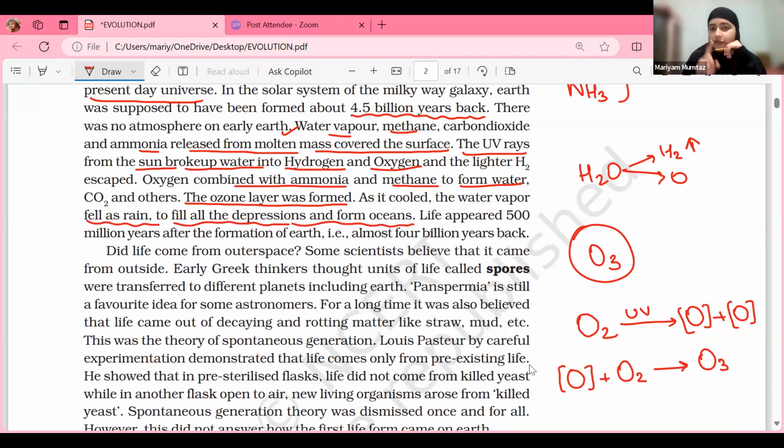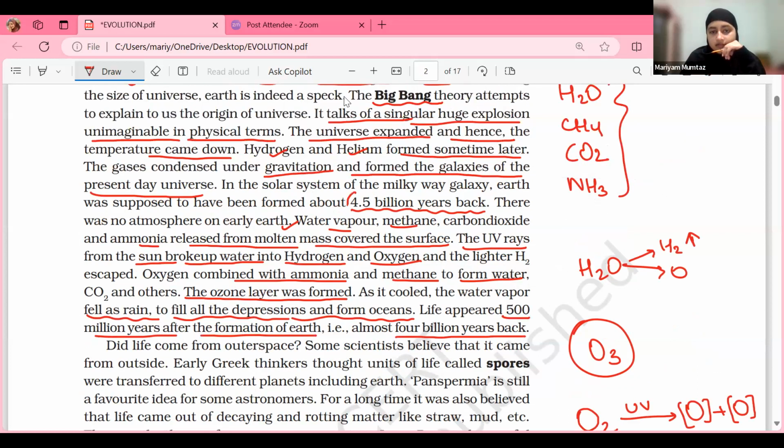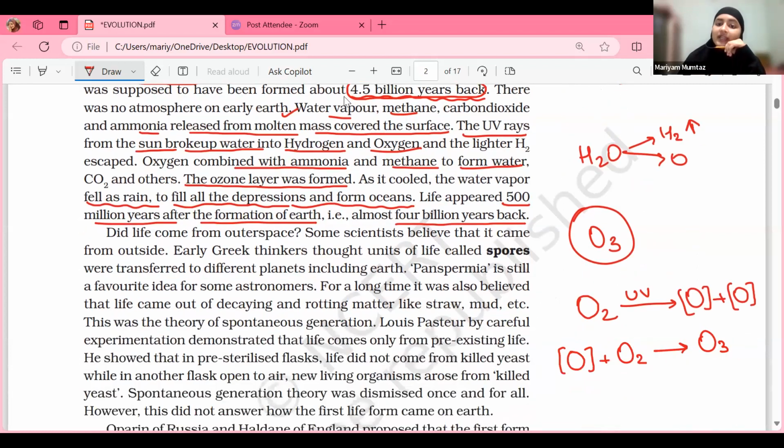Now, 4.5 billion years ago, Earth was made, right? Then life appeared 500 million years after the formation of Earth, meaning almost 4 billion years back. These data are important. When was Earth made? 4.5 billion years ago. When did life appear? 4 billion years ago, like 500 million years after the Earth was formed.